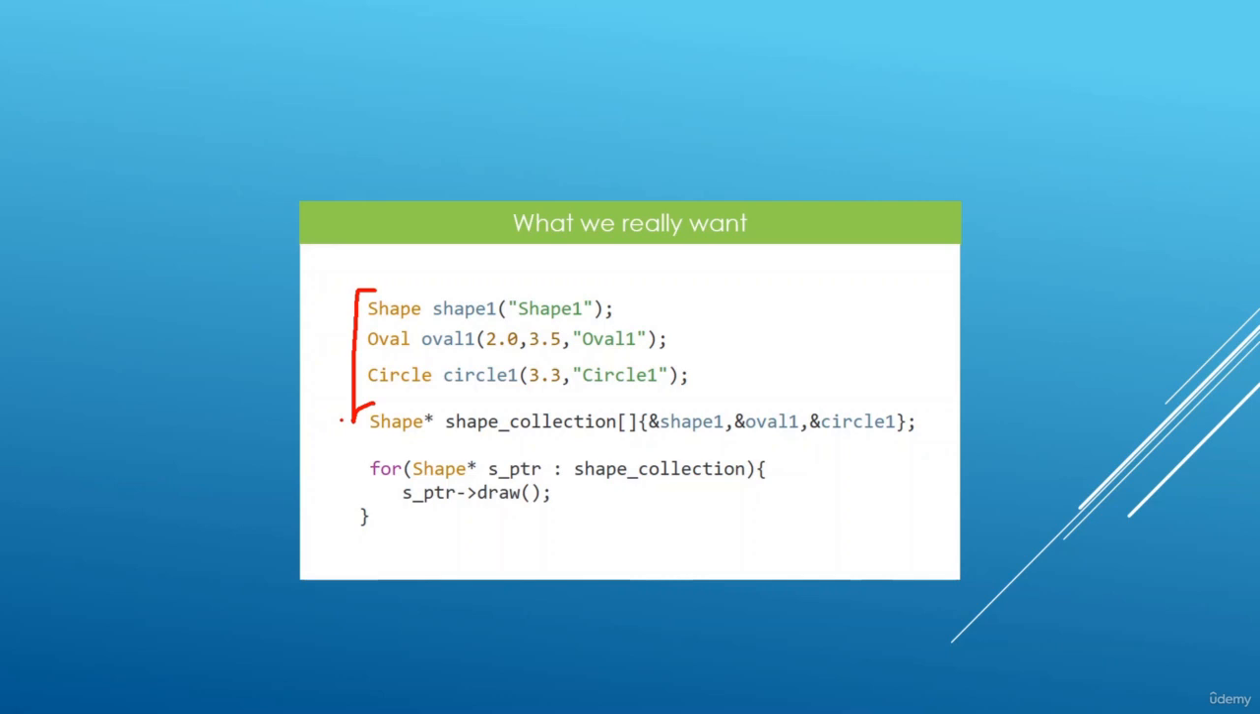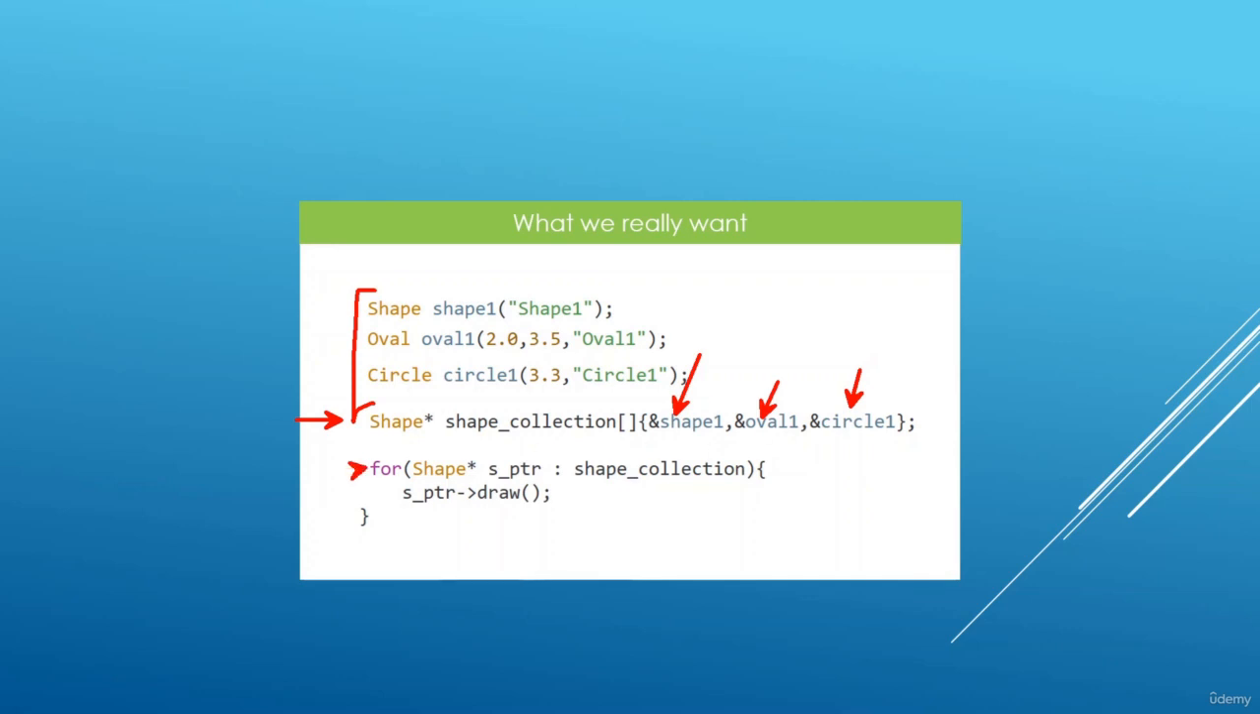So the setup we do is something like this. We're going to set up an array that is going to be storing pointers to shape, and we can store in the address of a shape, we can store in the address of an oval, we can store in the address of a circle, because if you really think about it, a circle is a shape, an oval is a shape, and a shape is a shape. So this is going to work.